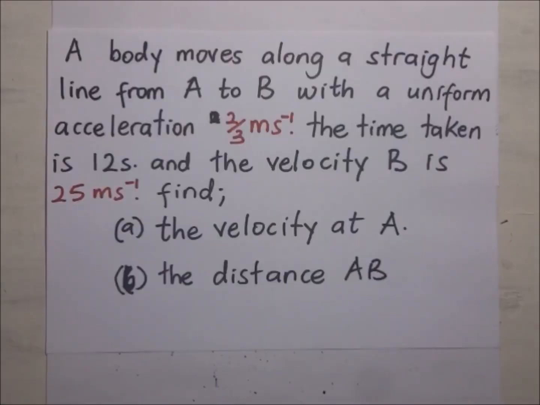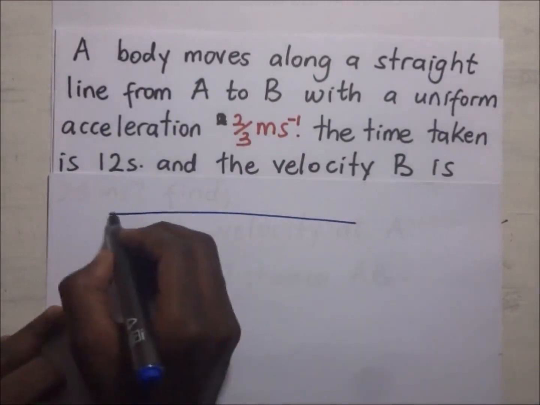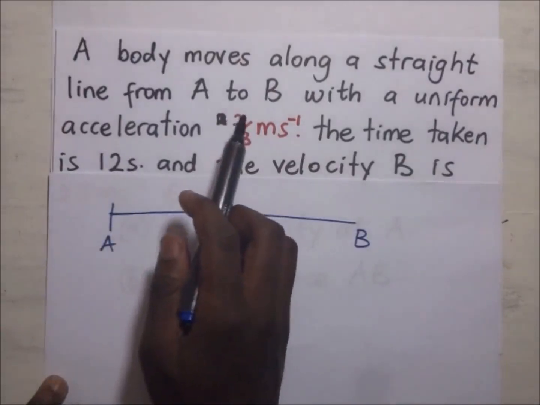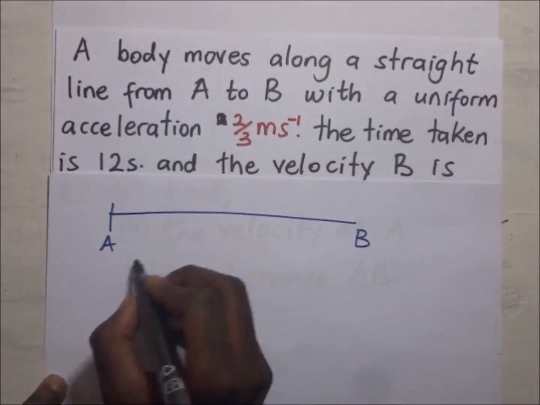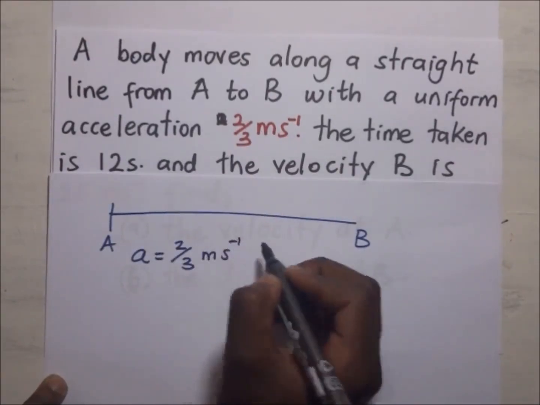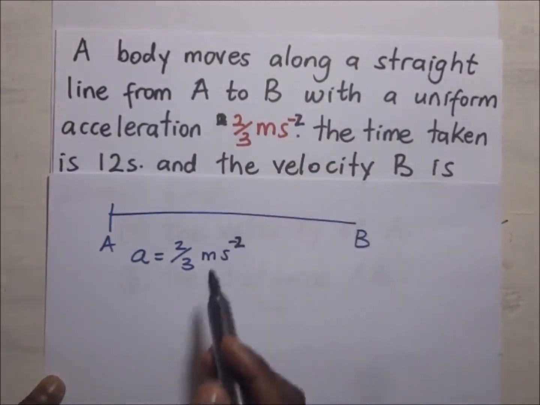Now that we've finished deriving the equations of constant acceleration, we'll go ahead and do some mock examples. Right here we have a question: a body moves along a straight line from A to B with a uniform acceleration of 2/3 meters per second. So we are going to start straight away with summarizing this question. If this is our straight line, the body is moving from point A to point B with a uniform acceleration. So the acceleration is 2/3 meters per second, of course, acceleration is meters per second squared.